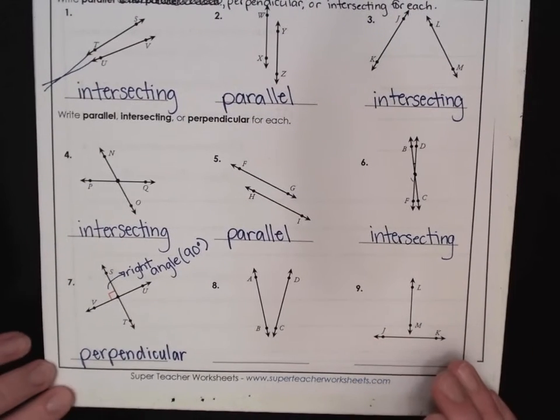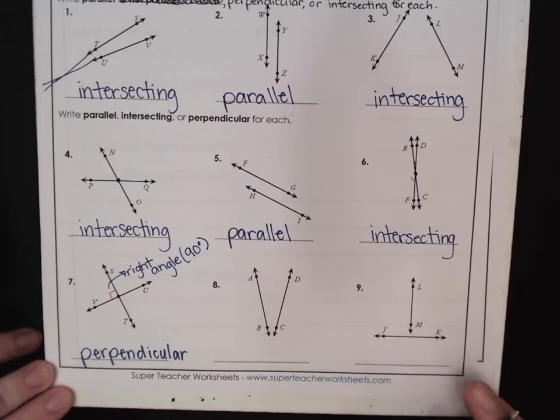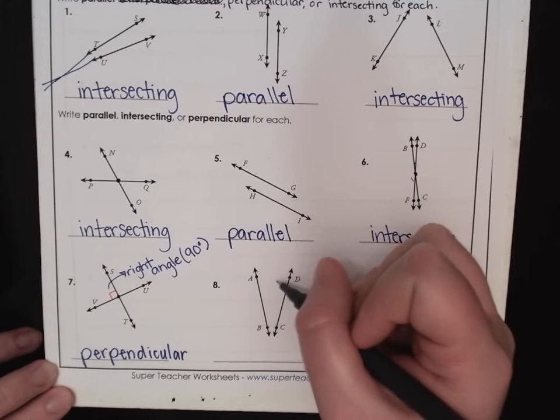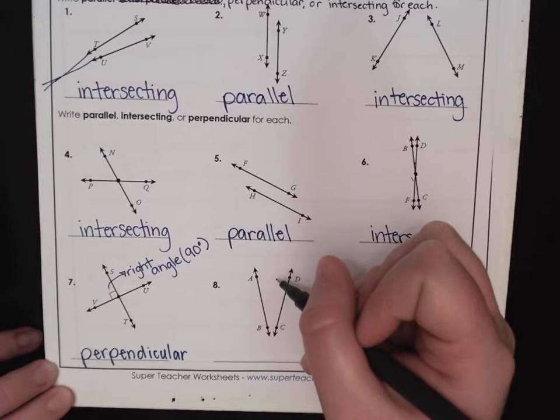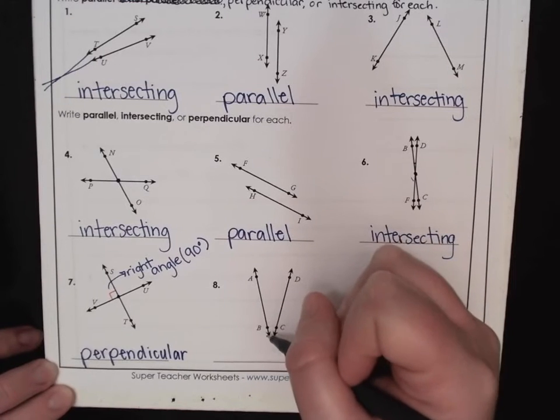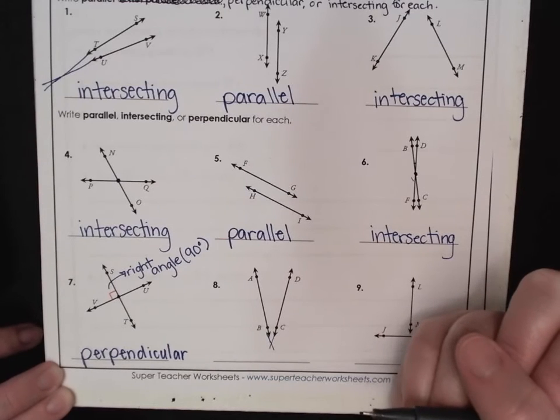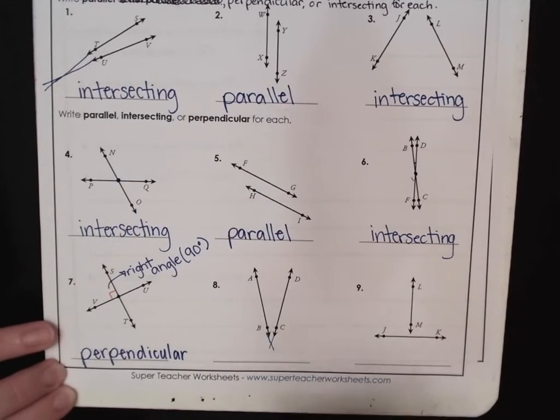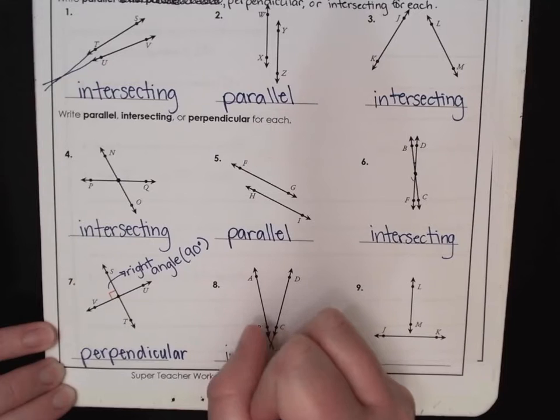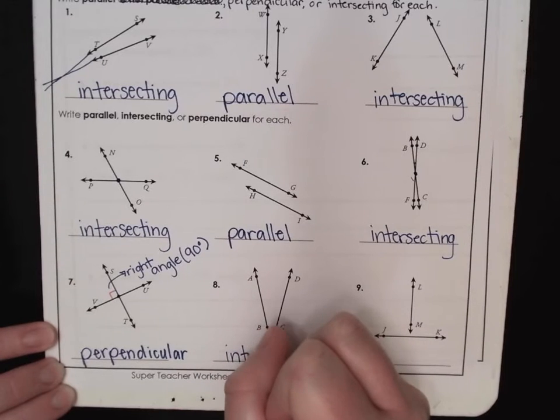For number 8, I have line AB and line DC. Notice how there's a lot more space at the top between those two lines, and as it goes towards the bottom, it gets smaller. So eventually, those lines will intersect. They will cross over one another, but they will not form a right angle, so they are just intersecting.